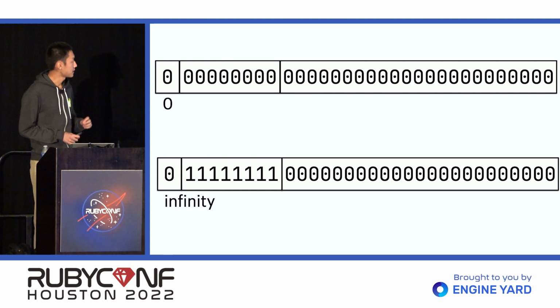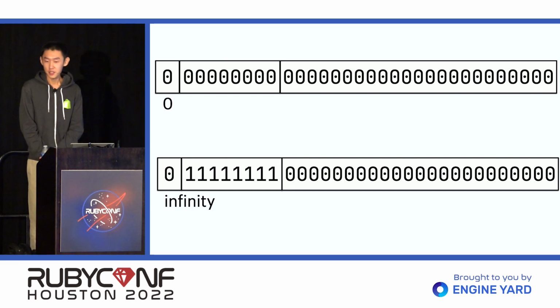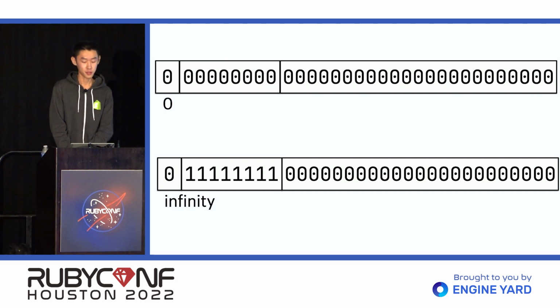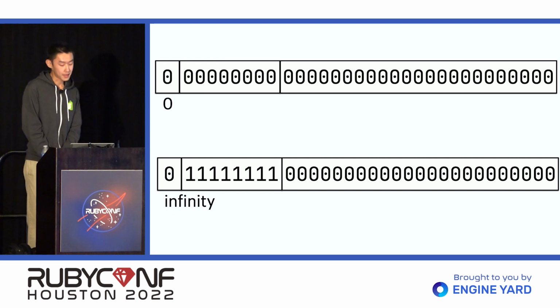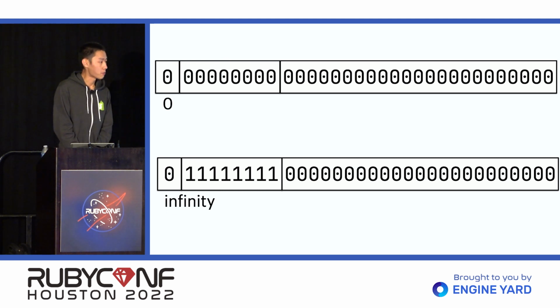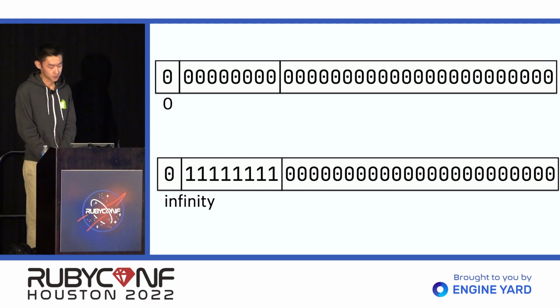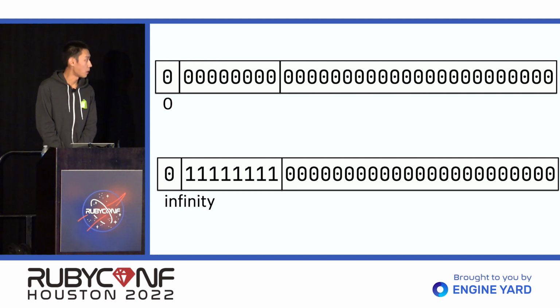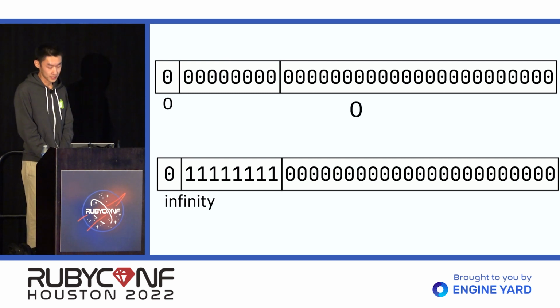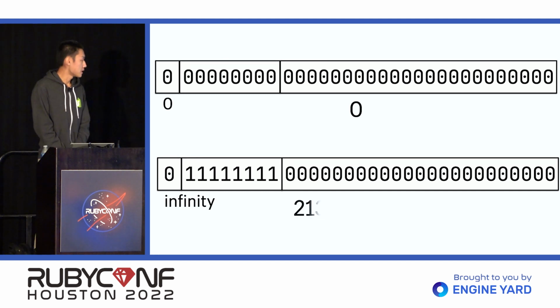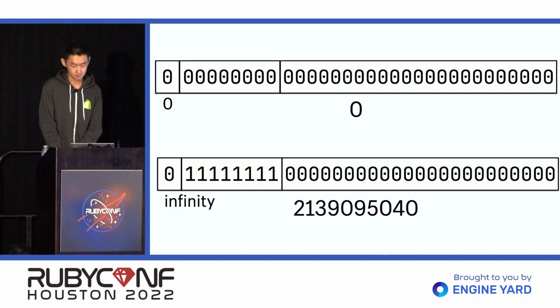All right, let's go back to these two numbers. And let's try to do something that's perhaps a little strange. What if we read these floating point numbers as if they were 32-bit integers? For the floating point number 0, it'd simply be 0 as an integer. For the floating point number infinity, it will be this number that's about 2.1 billion.